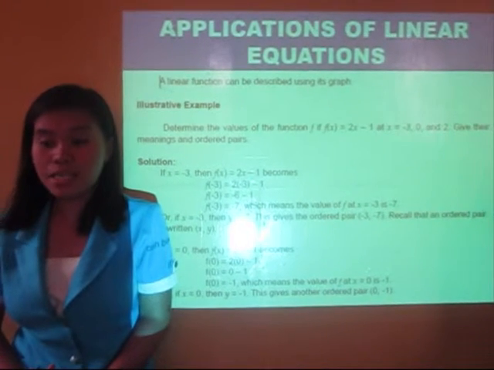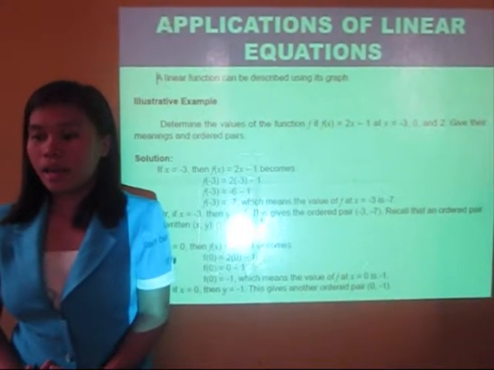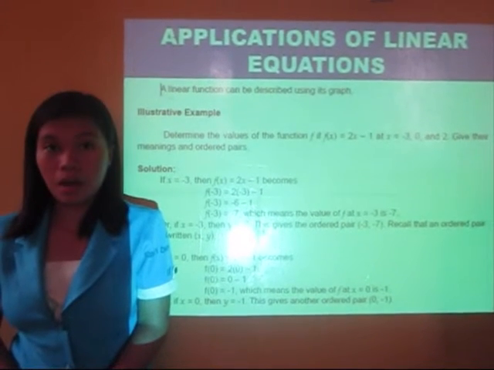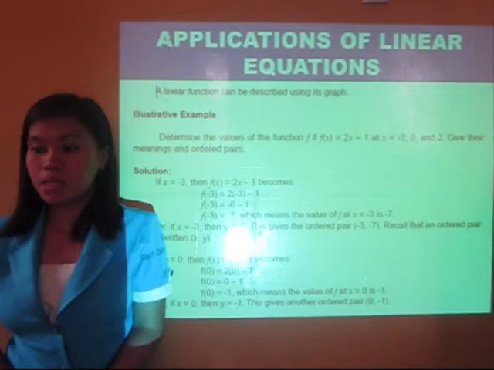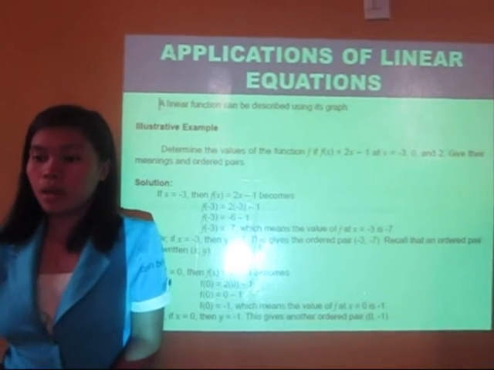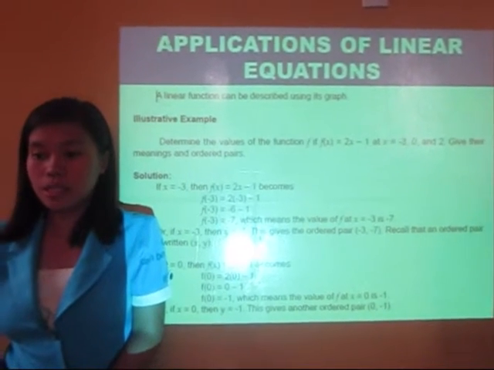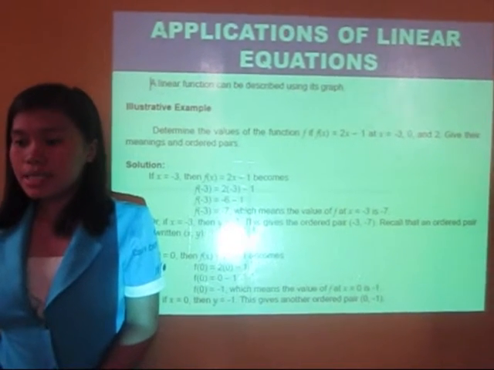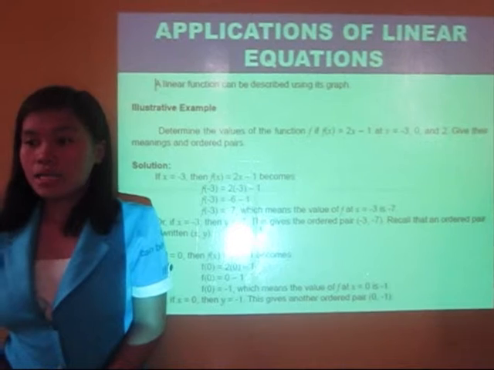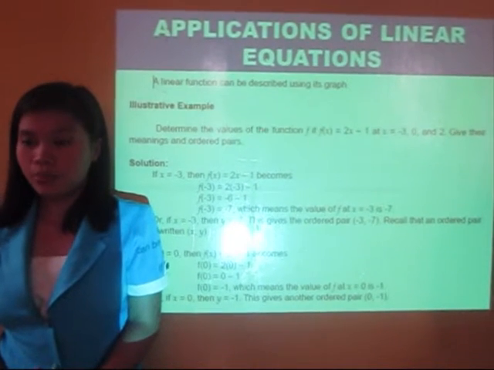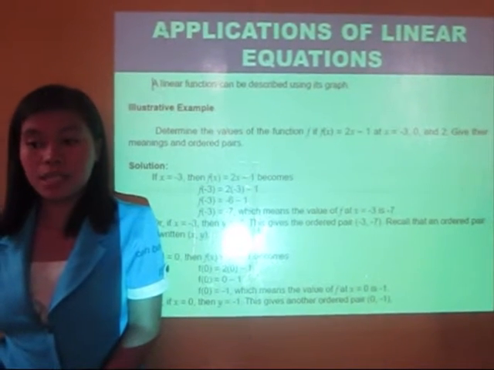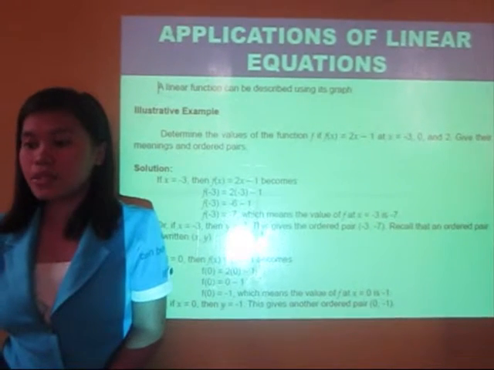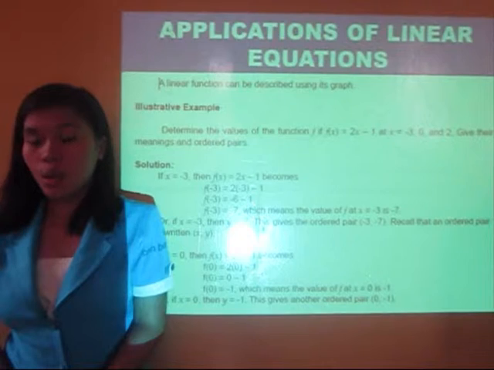If x is equal to 0, then f of x is equal to 2x minus 1 becomes f of 0. Substitute 0 for x, wherein 2 times 0 is 0, minus 1 is equal to negative 1, which means the value of f at x is equal to 0 is negative 1. Or if x is equal to 0, then y is equal to negative 1. This gives another ordered pair, 0, negative 1.